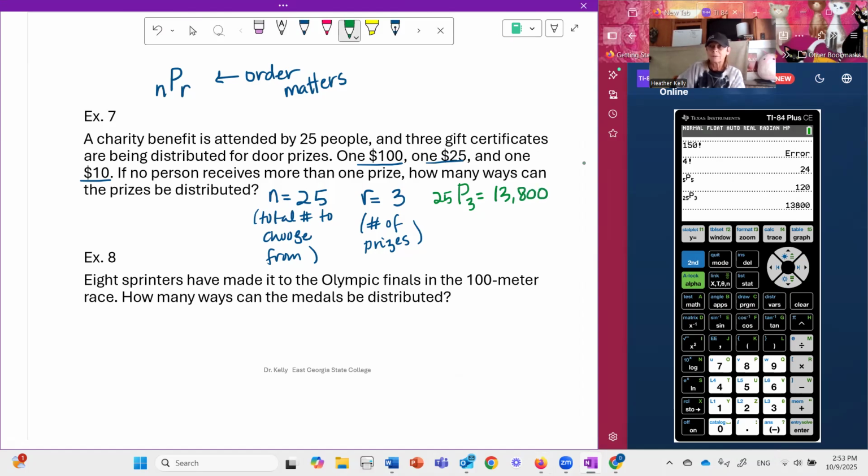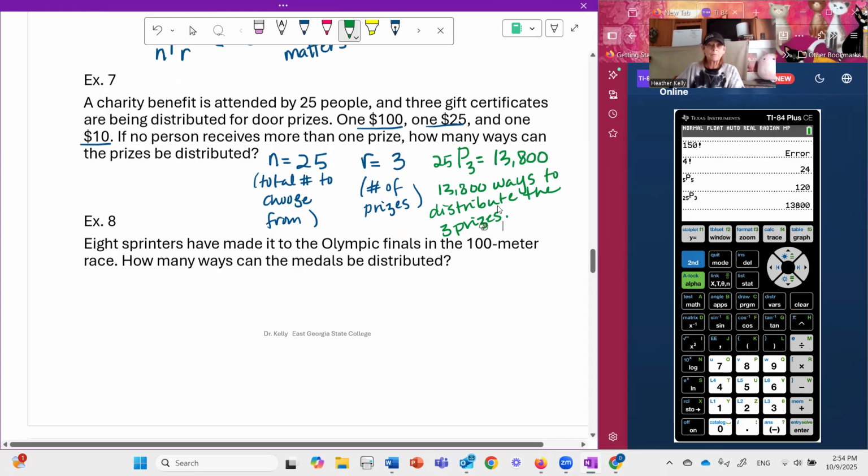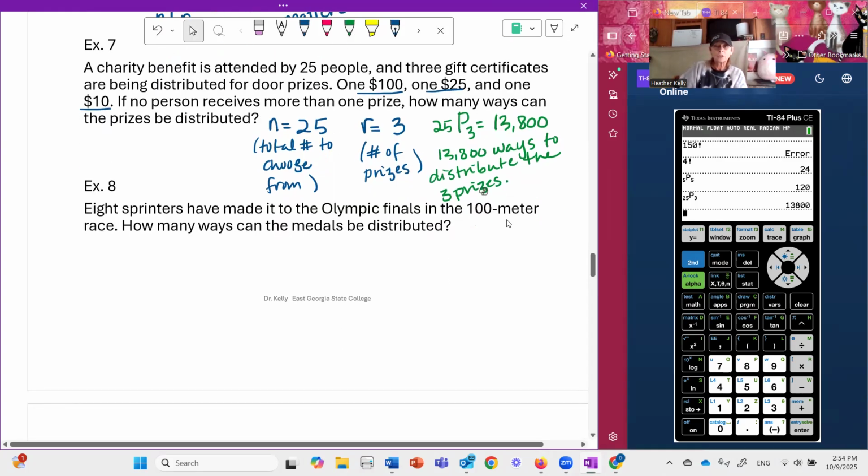Now, that should freak you out just a little bit, that there are 13,800 ways to distribute the 3 prizes. Crazy, huh? Probability's nuts, but that is the case. Okay, so let's have you try this. You do.